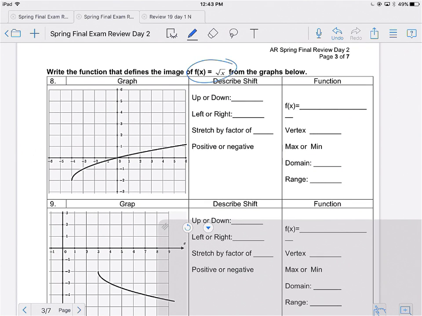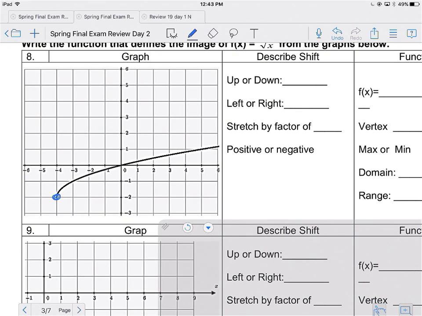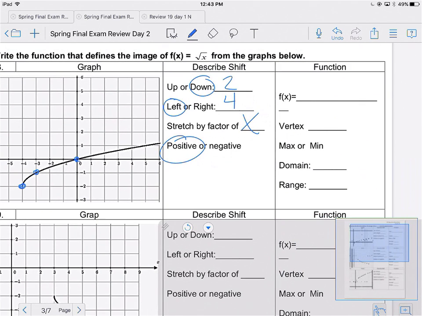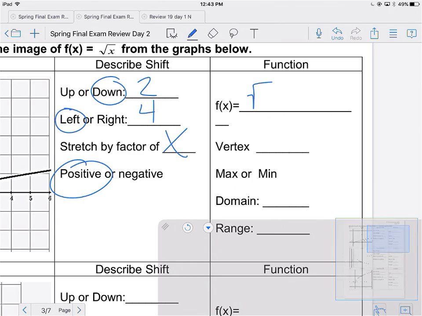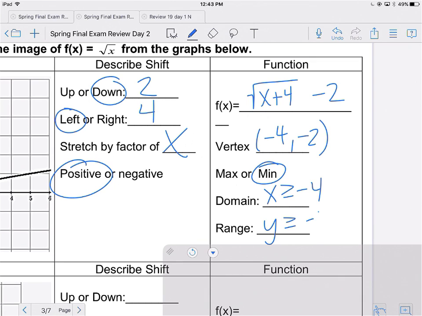Page 3, we're still using that square root of x, so this vertex goes left 4, down 2, 1, 1, 3, 1, so there is no stretch, and this is positive. So my function, it goes to the left, so I need a +4 under the square root, and down 2 needs a -2. My vertex is the opposite, the same. This will have a minimum because there's no negative. Domain will be greater. Range will also be greater.